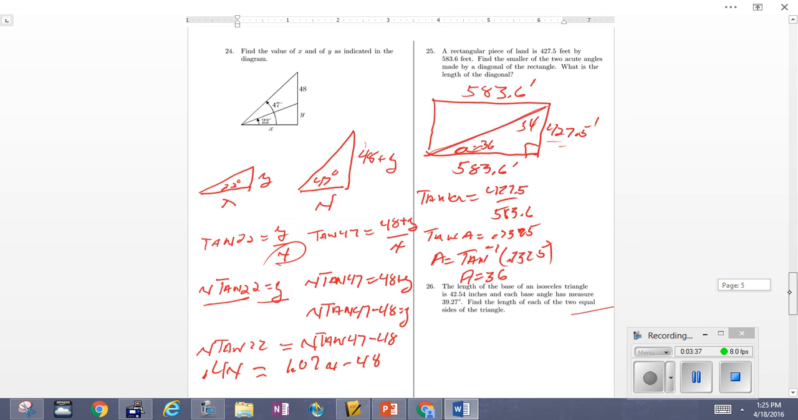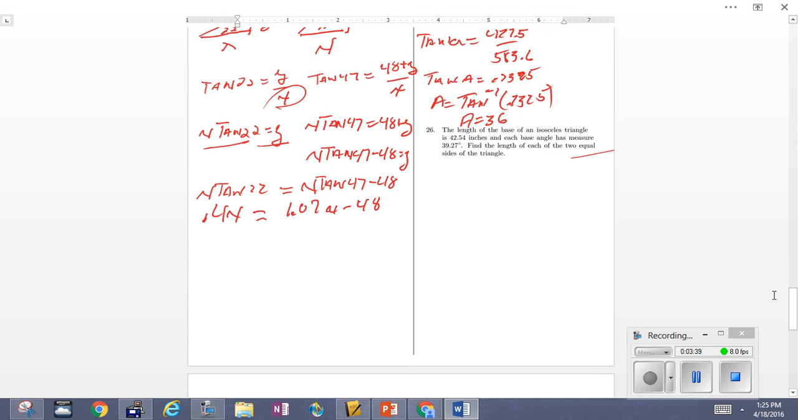Let's look at 26. The length of the base of an isosceles triangle. Here's our isosceles triangle. Here's our base, because we're going to call these our base angles. We're going to say that the base is 42.54, and that the base angles are 39.27. And what are we asked to find? Find the length of each of the two equal sides.